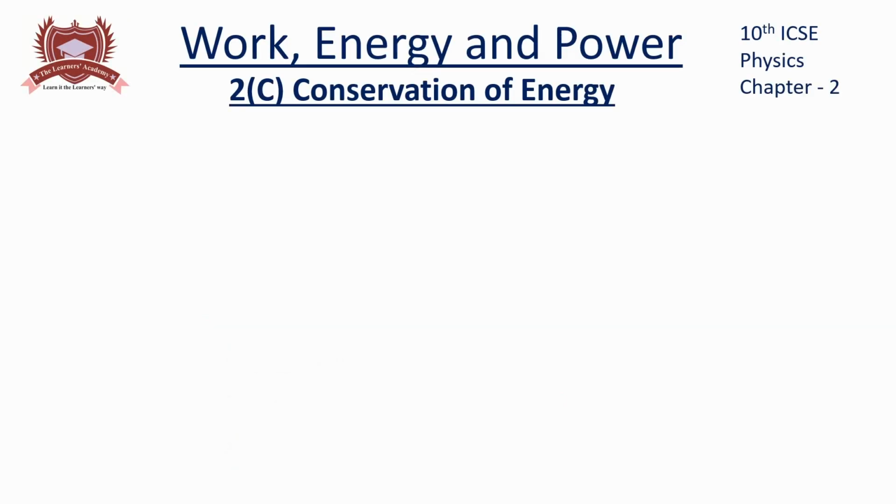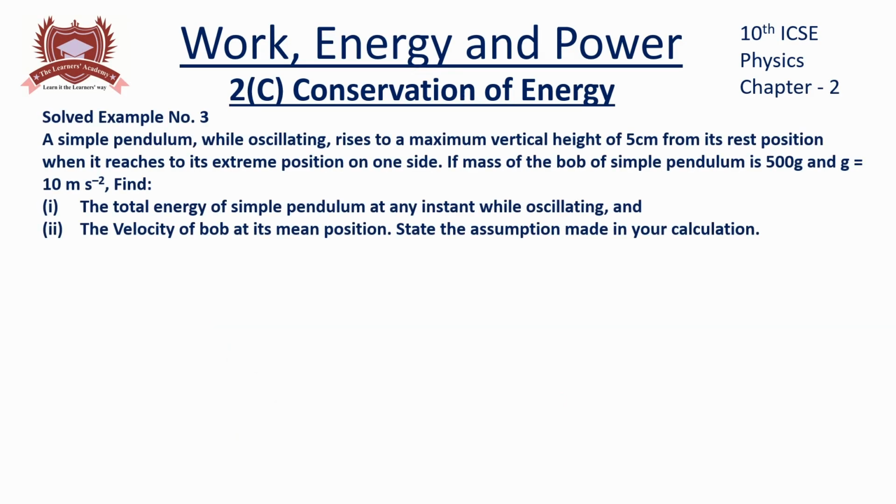Now let's go ahead and talk about solved examples. This is the third solved example that is there in the book. We have a simple pendulum which oscillates and rises to a maximum vertical height of 5 centimeters from its rest position when it reaches its extreme position on one side. Now the mass of the bob of the simple pendulum is 500 grams and g is 10 meters per second square.